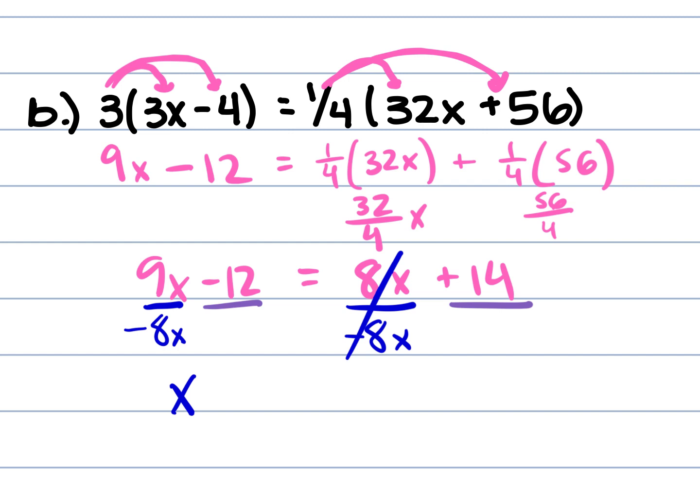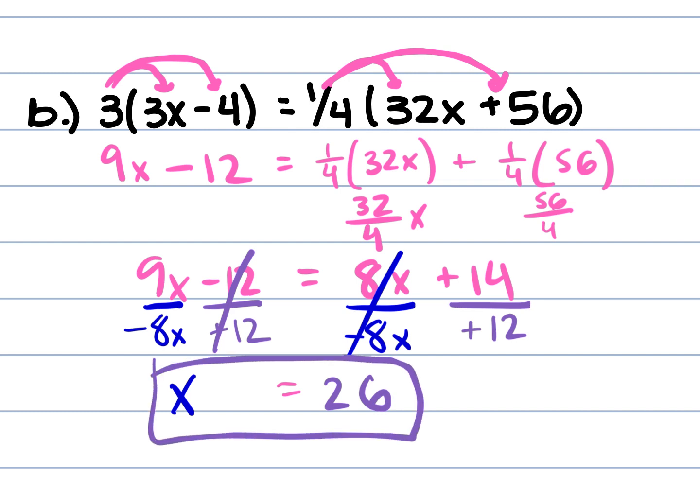So since I moved the 8x to the left, I'm going to move the 12 to the right, that negative 12. So since it's a minus 12, I'm going to do the opposite, so I add 12. So it cancels out on the left side. And I have 14 plus 12, which would be 26. So x is equal to 26.